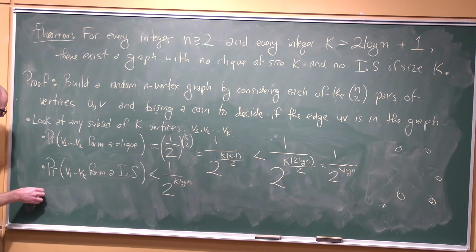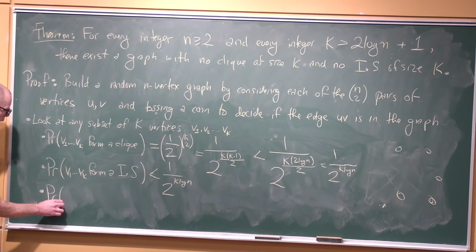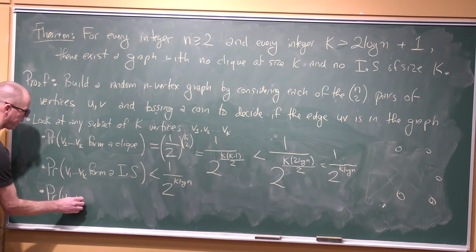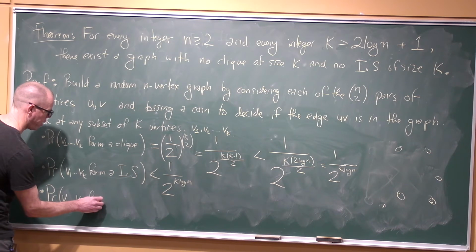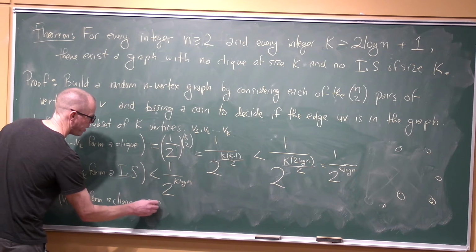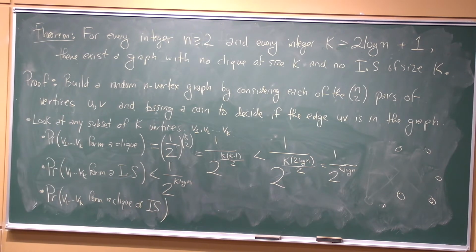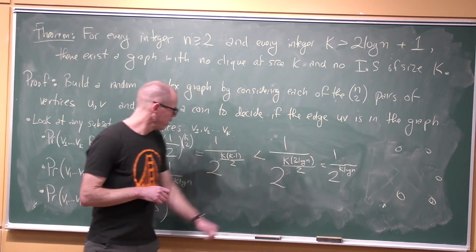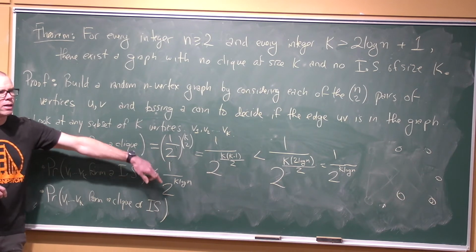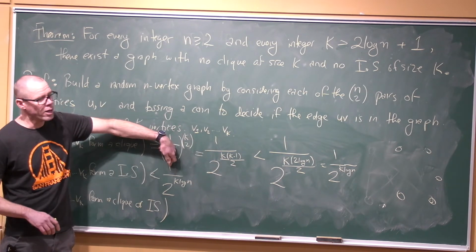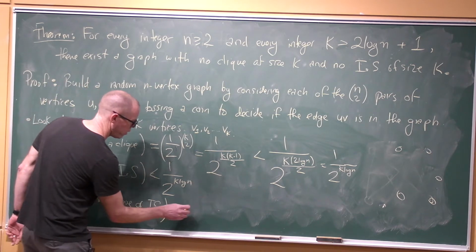All right. So now I could say, well, what about the probability that V1 to Vk form a clique or an independent set? Well, the probability that they form a clique is at most this. The probability that they form an independent set is at most this. So the probability that they form one or the other is at most this plus this, which is 2 over 2 to the k log n.